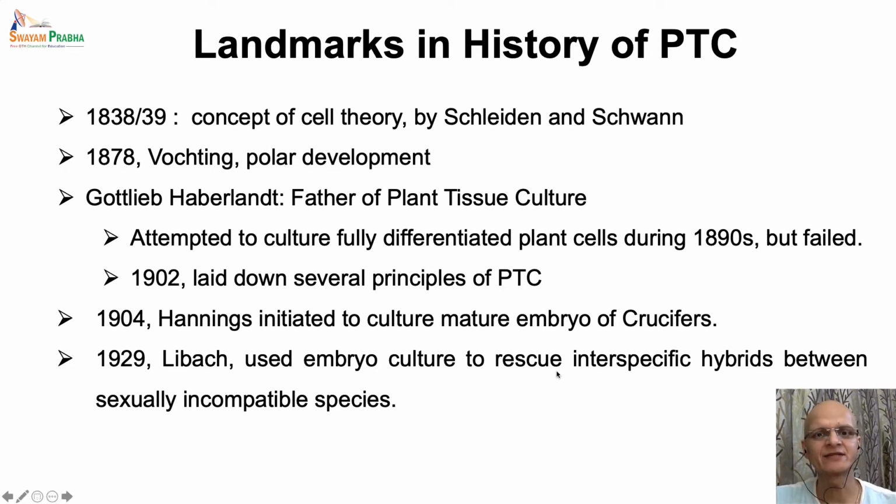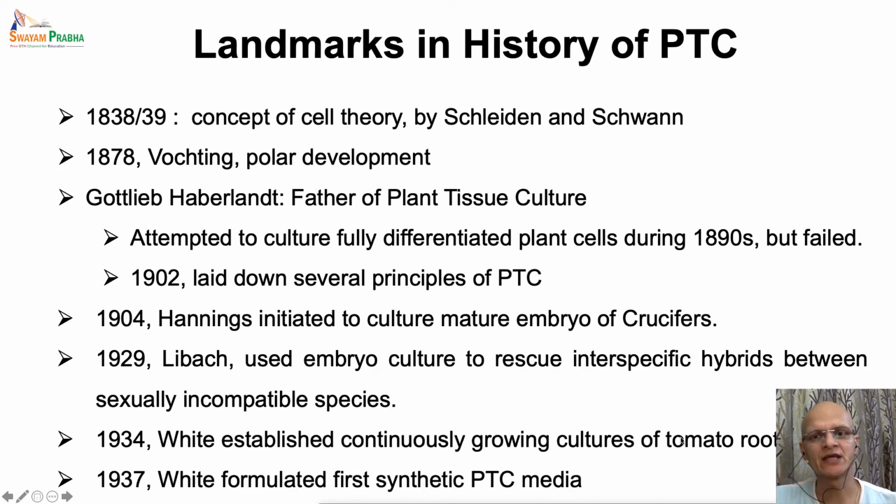Later in the 1930s, Philip White worked with isolated root cultures, and in 1934 White reported establishing continuously growing cultures of tomato root tips. They were maintained by subculturing onto fresh medium for a longer period of time. In fact, he formulated the first synthetic media for plant tissue culture, which was published in 1937 and was named White's medium. It contained inorganic salts, sugars, and vitamins.